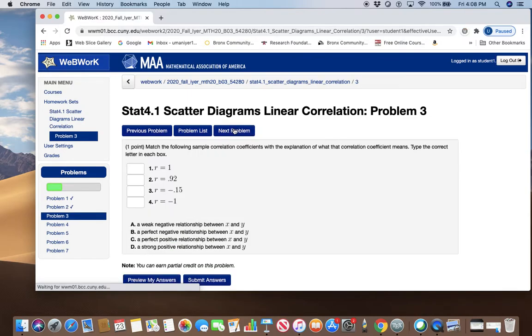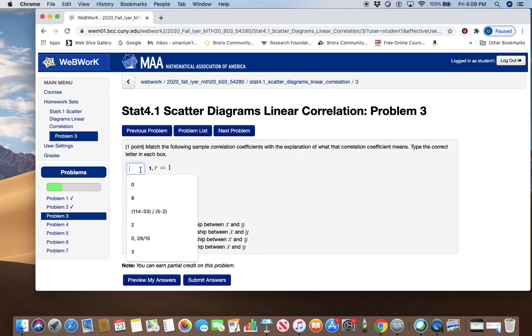Next problem. Match the following sample correlation with the explanation. R equals 1, that is a perfect line, positively correlated. So a perfect positive relationship, that is 1. So that is C. R equals -1, that is a perfect negative correlation. Okay, perfect negative relationship. So that's B.